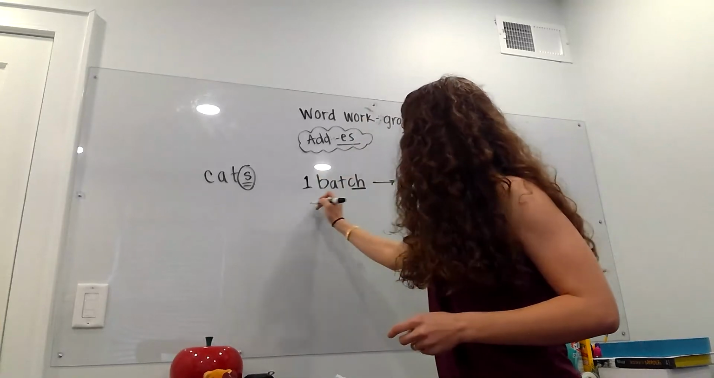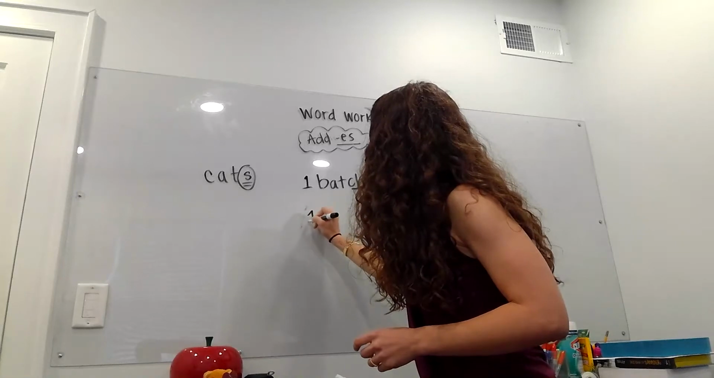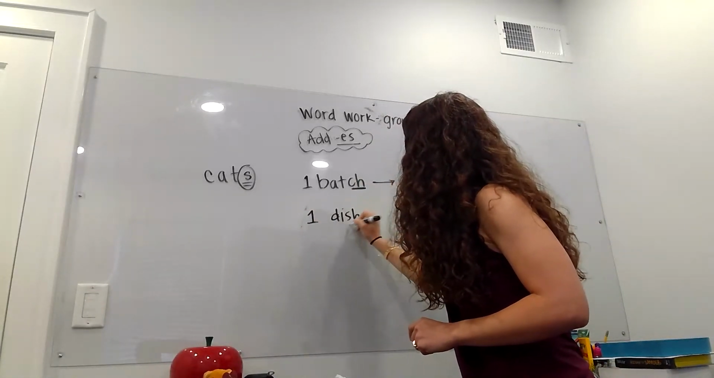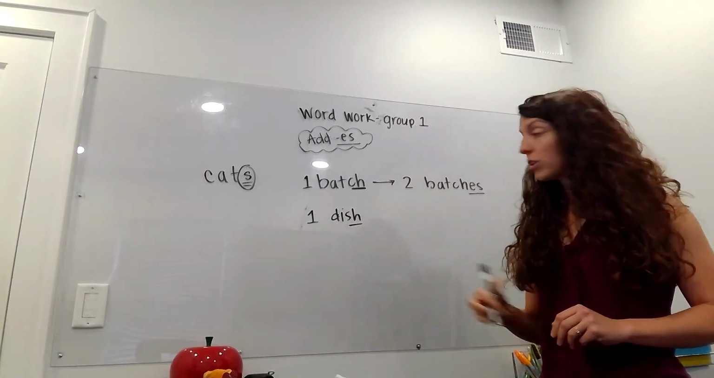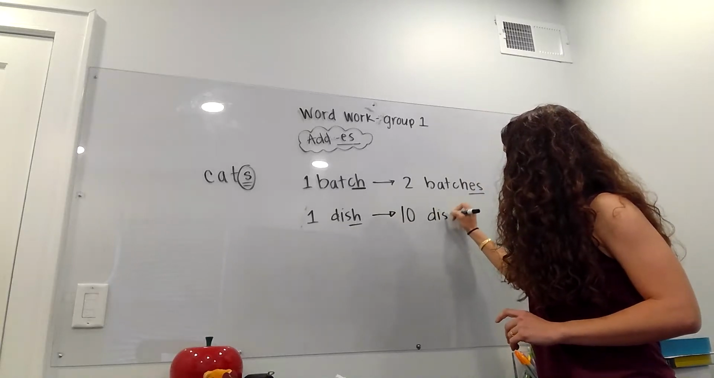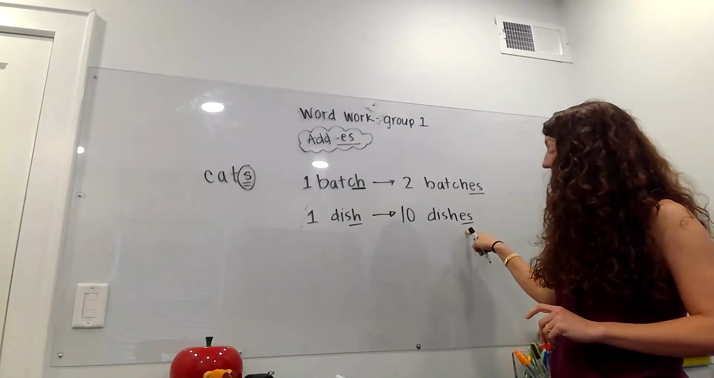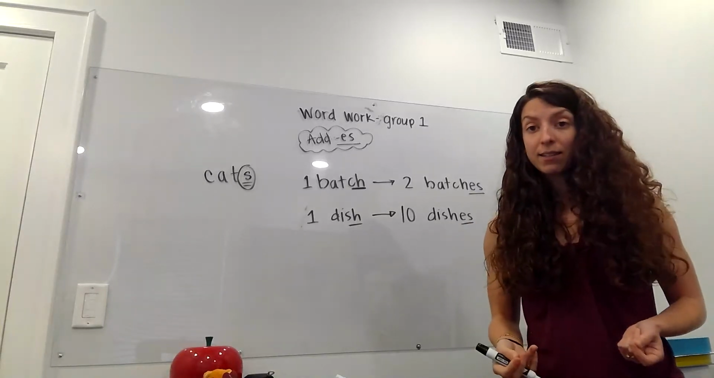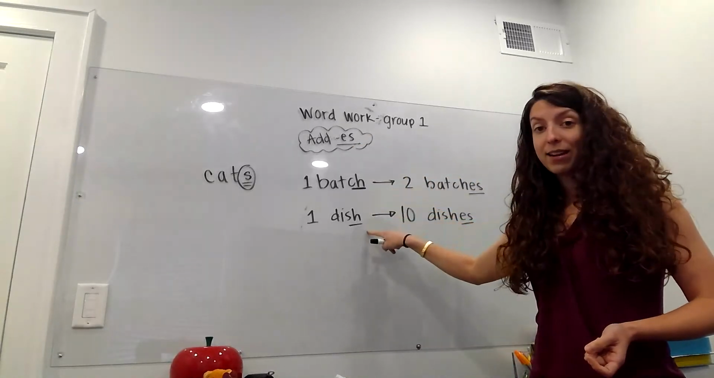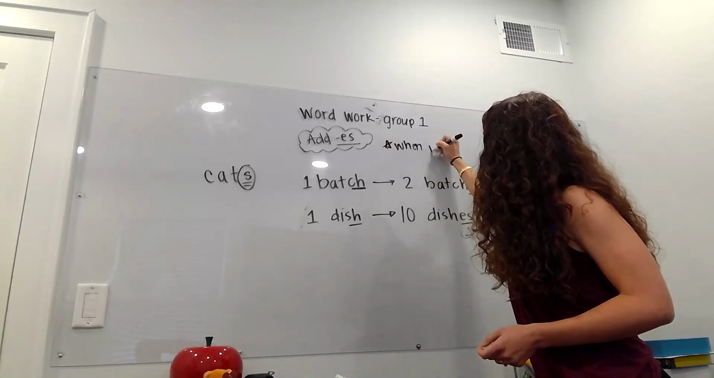Let's look at another example. Let's say I have one dish, right? So it ends in an SH, one dish. And then I take out ten dishes. Notice that same sound at the end, but it's spelled with an ES. So we add ES to words that end in CH and that end in SH when we make them plural.